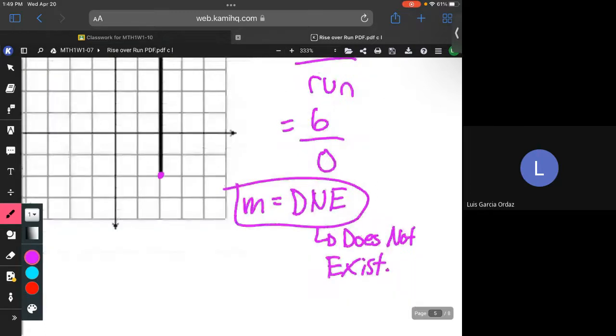I haven't done my exclamation point smiley face. So we're good. Is it more? Well, since it doesn't exist.